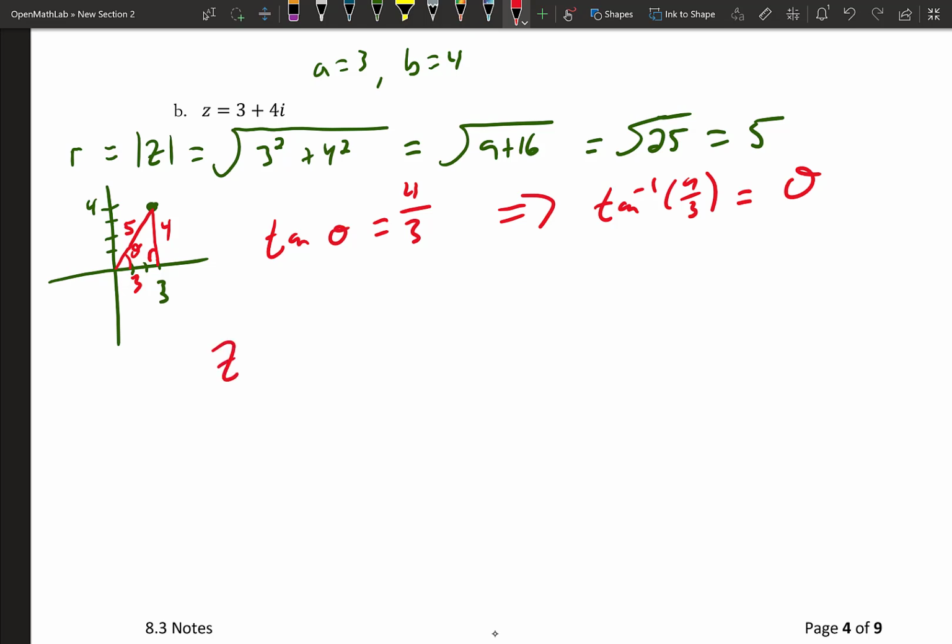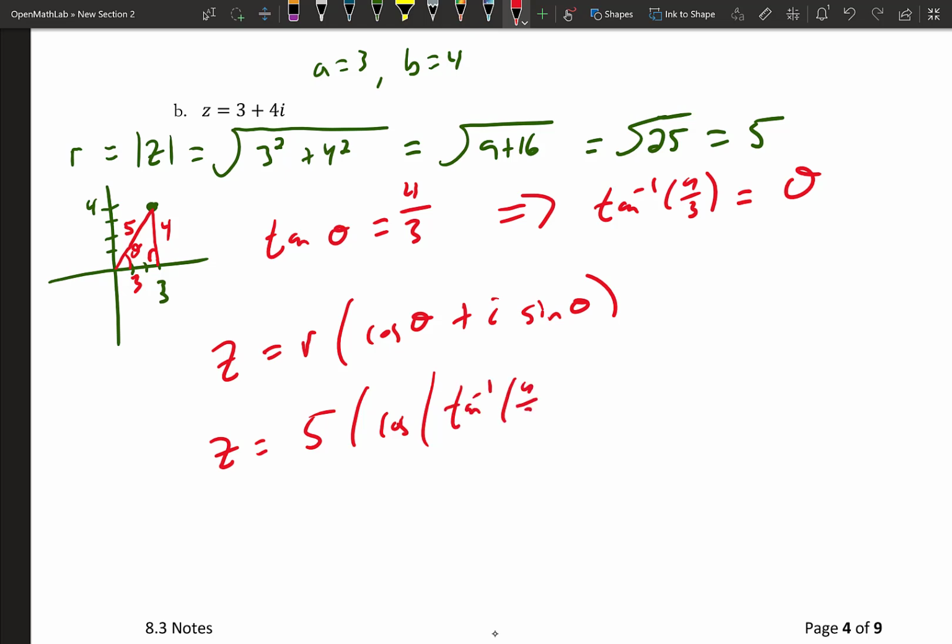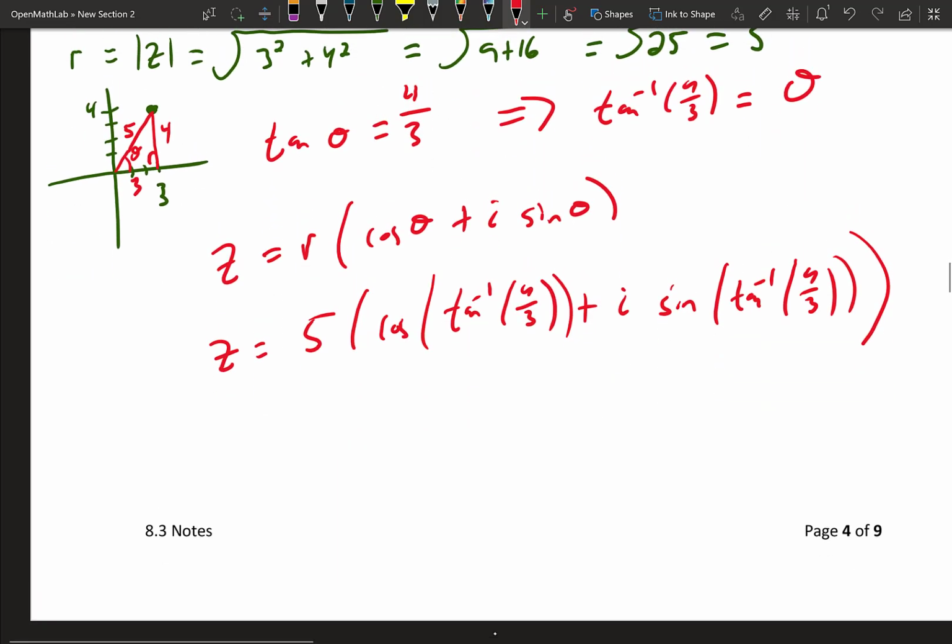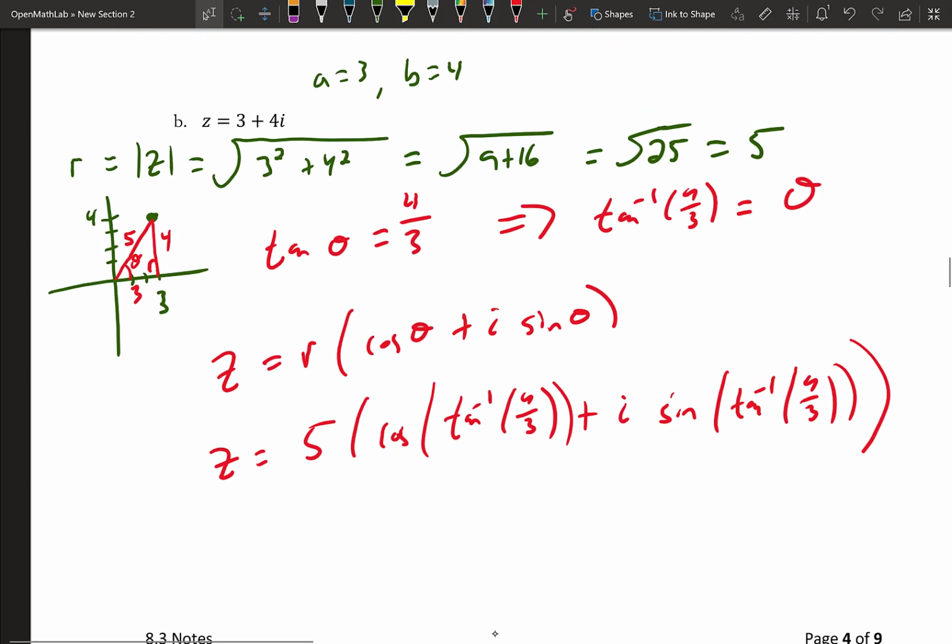So we know that z equals r times cosine theta plus i sine theta. So then z would be equal to 5 times cosine of inverse tan of 4/3 plus i times sine of inverse tan of 4/3. Right, so there we have it in polar form.